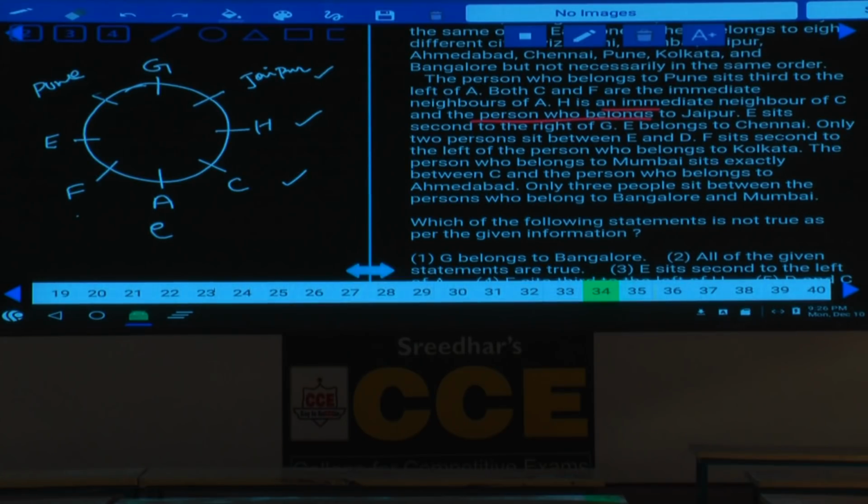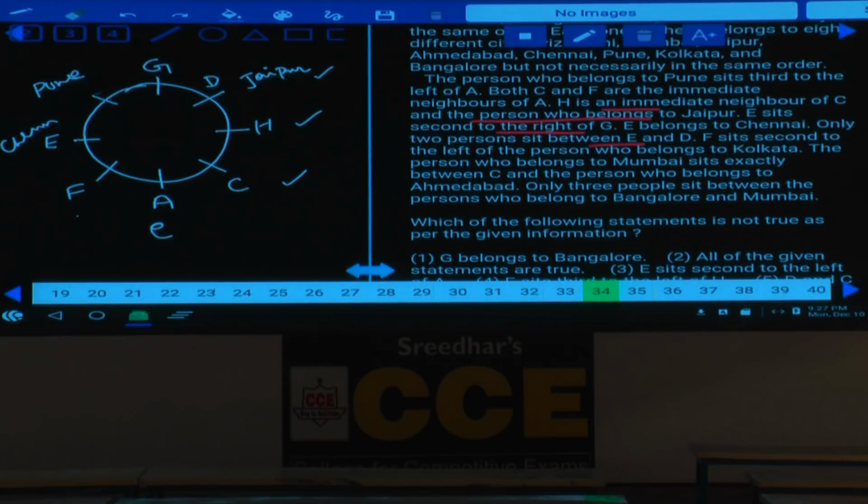Afterwards, as of now, see here, H is an immediate neighbor of C and the person belongs to Jaipur. As of now, it is true. Then E sits second to the right of G. As E is seated second to the right of G and E belongs to Chennai. Then only 2 persons between E and D. As only 2 persons between E and D, D must be at this place, isn't it?